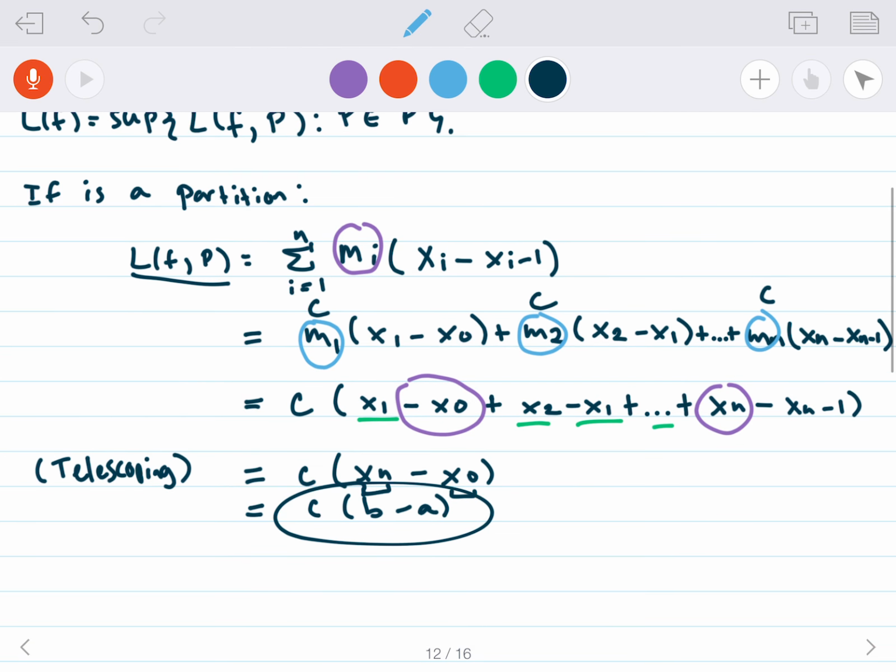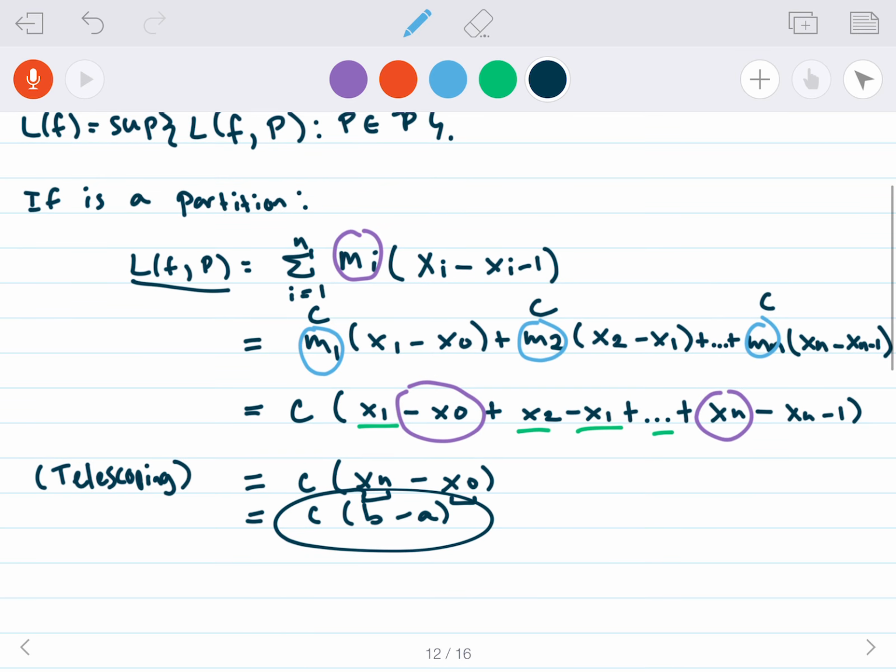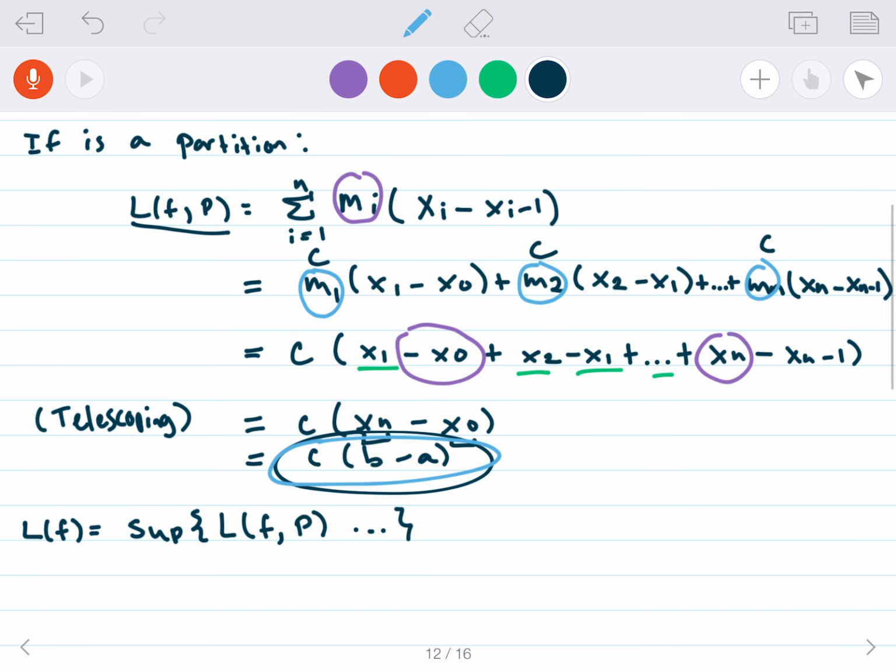And so the point is, when I take the supremum over all such lower sums, this is the lower integral. I'm just going to leave out the rest of this, but the point is that you're going to have the same thing for each partition. And so this is just going to be c times b minus a.